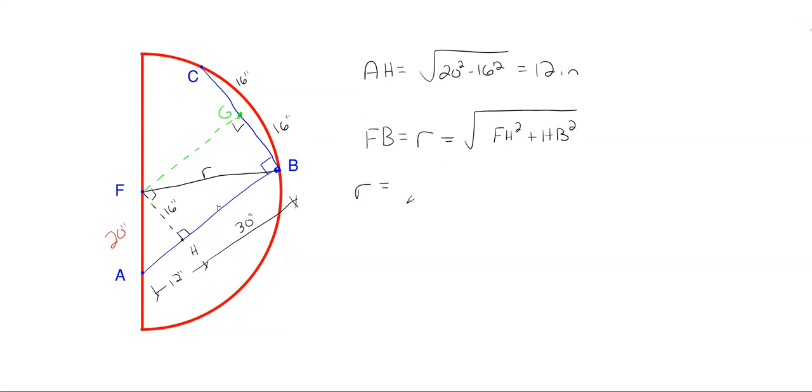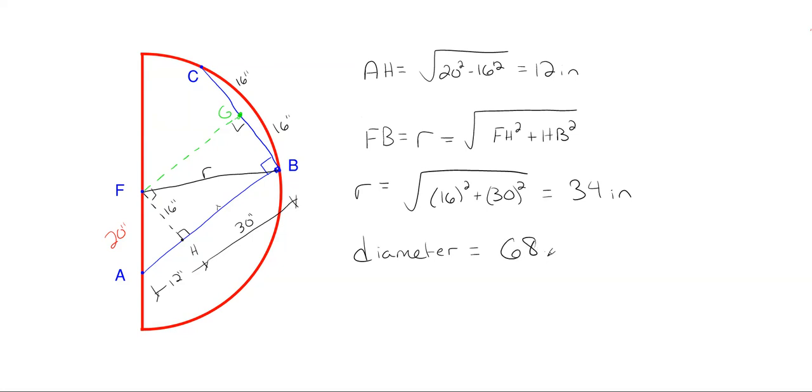So my radius is equal to the square root of FH squared plus HB squared, which is the square root of 16 inches squared plus 30 inches squared. Add those together, take the square root, and we end up with exactly 34 inches as our radius. That means the diameter of that circle is 68 inches. Alrighty, so we just found the diameter of the circle.